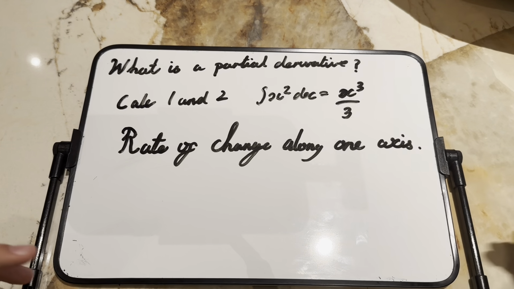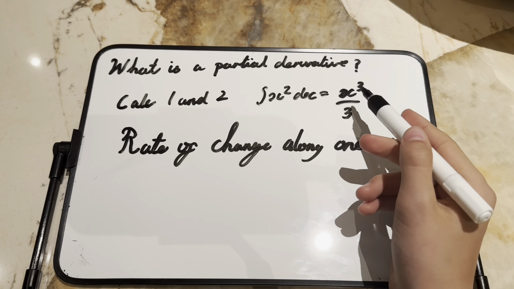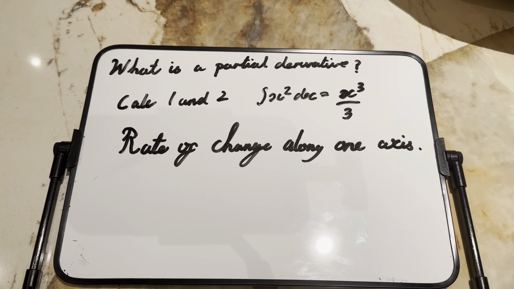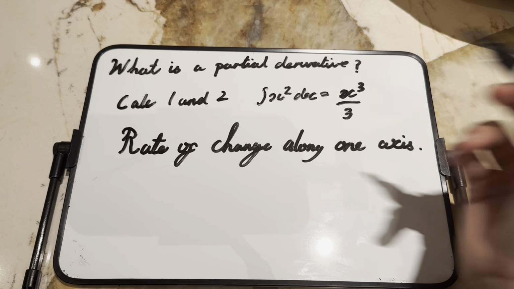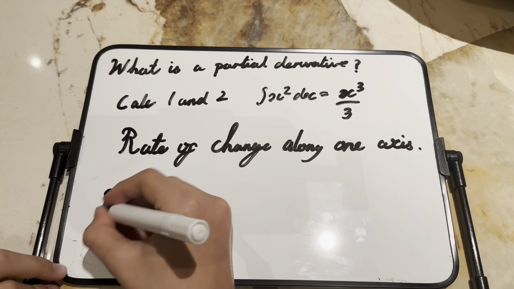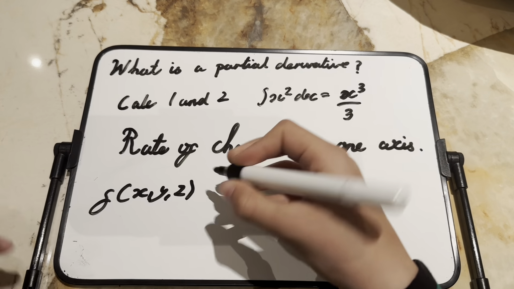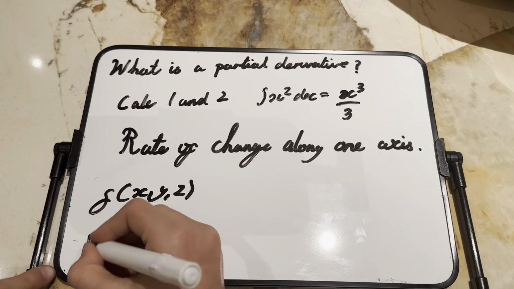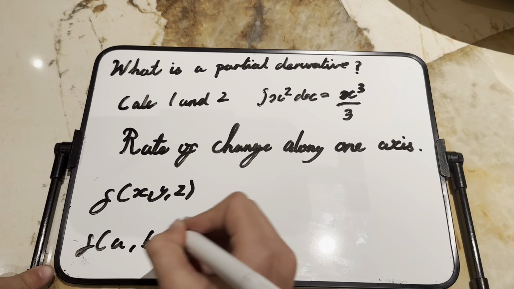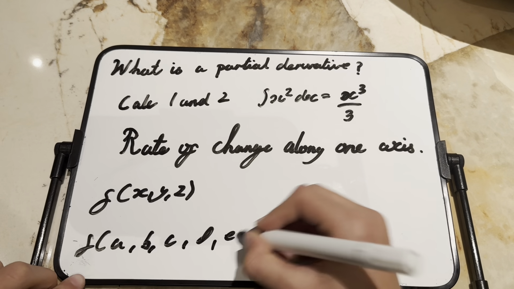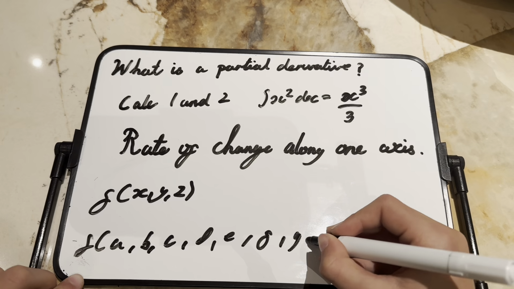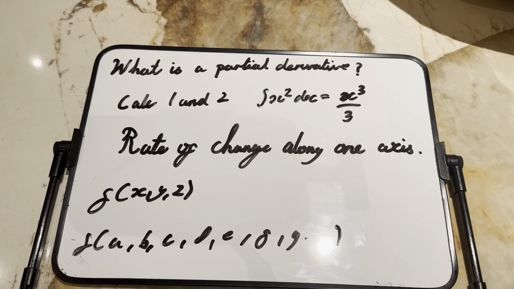Okay, so what is a partial derivative? In Calc 1 and 2, we covered things in 2D. For example, the integral of x squared dx is equal to x cubed over 3. That's in 2D because, well, x squared is just two-dimensional. But a partial derivative is for any amount of dimensions, any amount of variables. For example, we could have f of x, y, z. That would be three-dimensional. Or we could have f of a, b, c, d, e, f, g, until z, and it wouldn't matter.